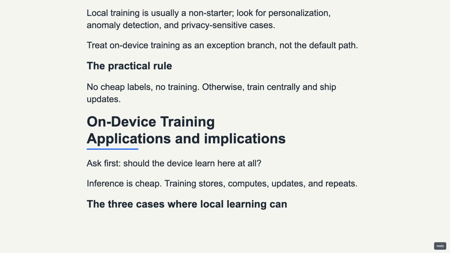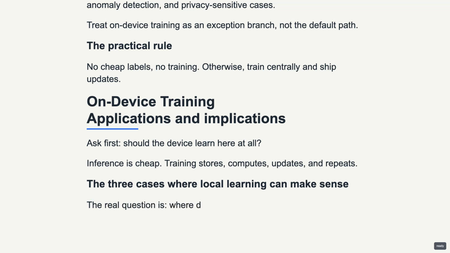Local learning becomes plausible in a few narrow cases, and they all come down to one issue: where the labels come from. That label source determines whether the device can train without a lot of extra infrastructure. If the labels are easy to obtain, the case for learning on the device gets much stronger.